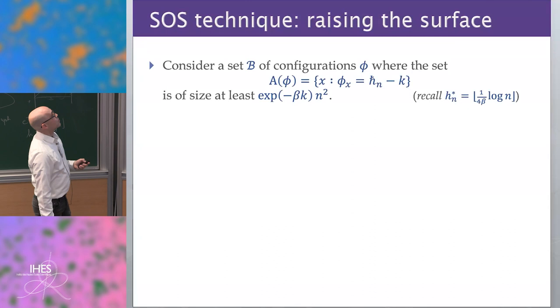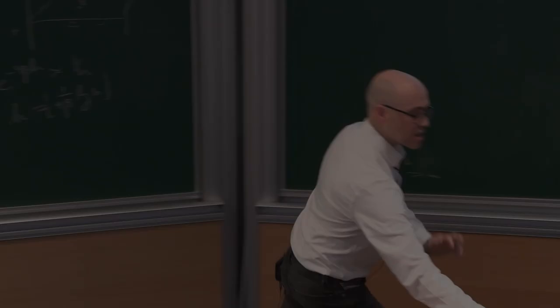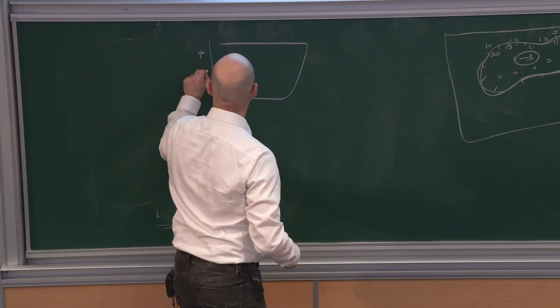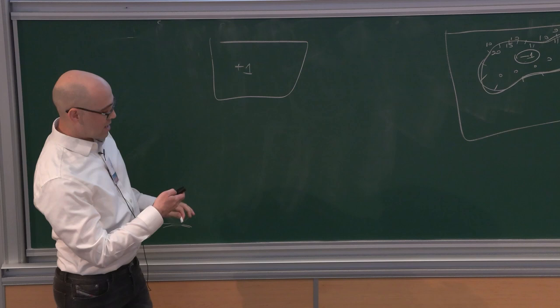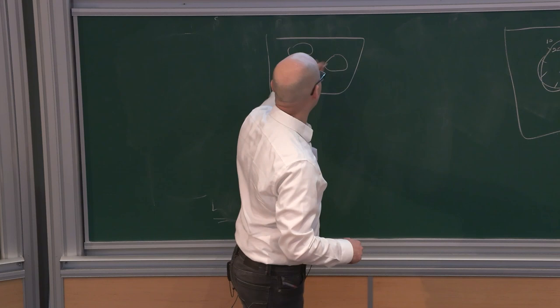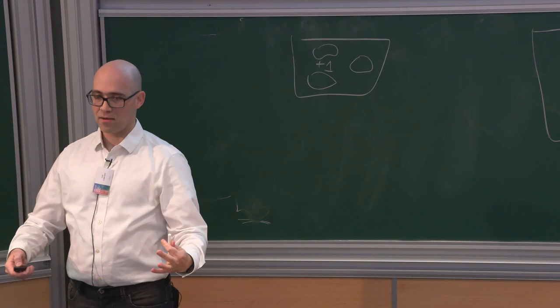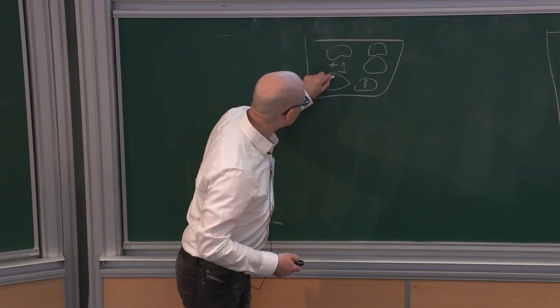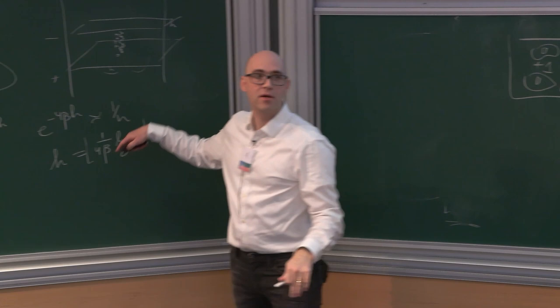Raising is even more complicated, but raising is just saying, I'm going to raise the entire box by one. That's a payment of 4 beta n along the boundary. It appears here, in green. The idea is, when do I want to raise? If I have too many sites that are below this hn star. I look at all of these sites below hn star, and in a random subset of them, I'm going to stick a spike, just like in York's paper, going all the way down to zero.